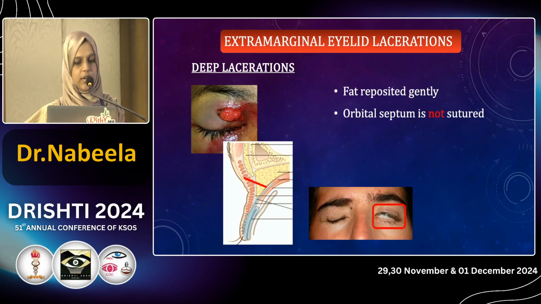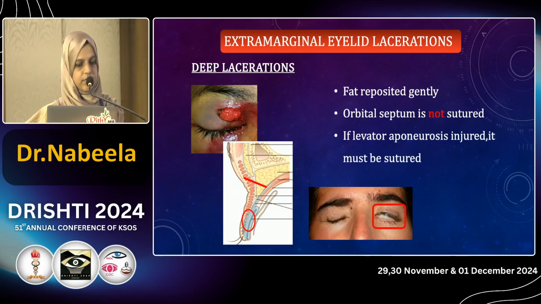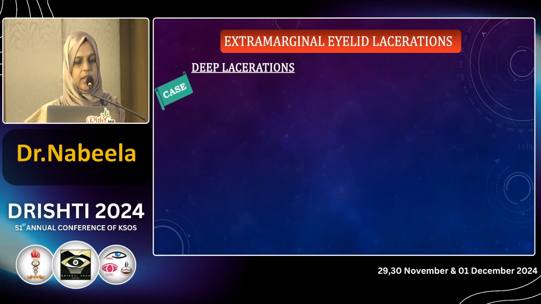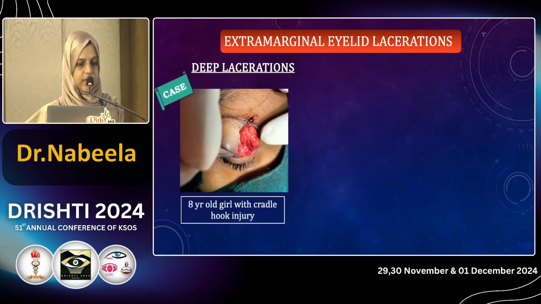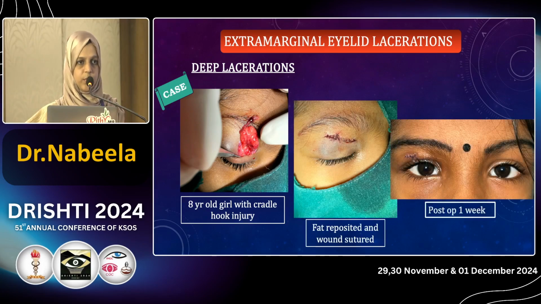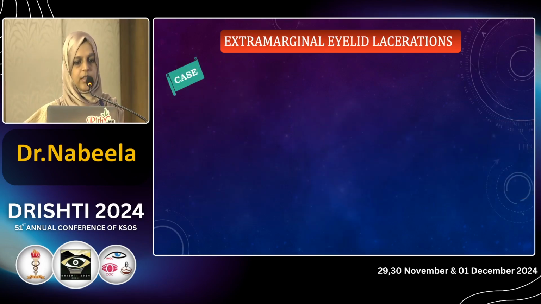And if you have an underlying levator injury, it must be sutured over to the anterior surface of the tarsal plate, or else it may result in a ptosis. This is a case of an 8-year-old girl with a cradle hook injury. You can see fat prolapse. Luckily, there was no underlying levator injury. It was cleaned and reposited back, wound sutured in layers to give a good postoperative outcome.